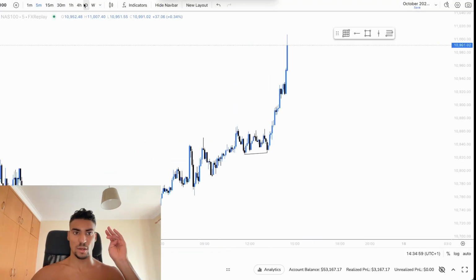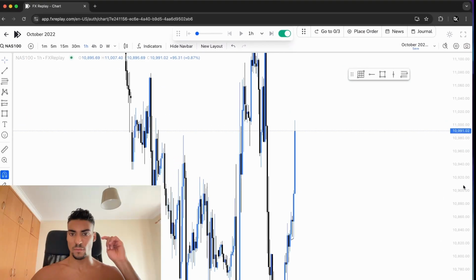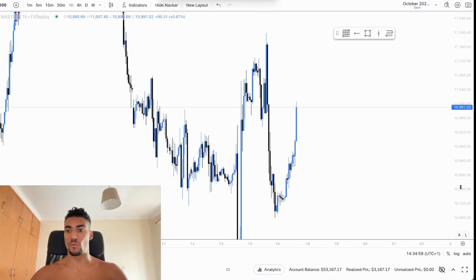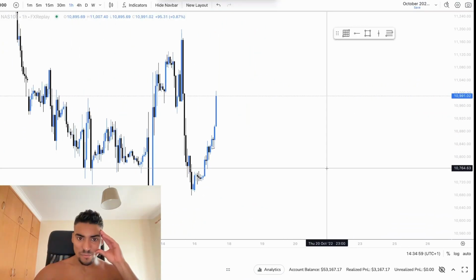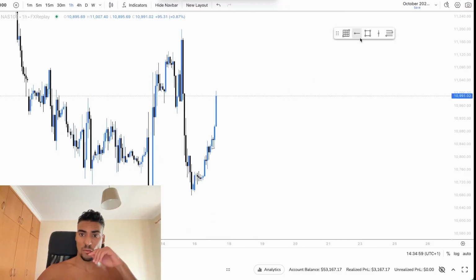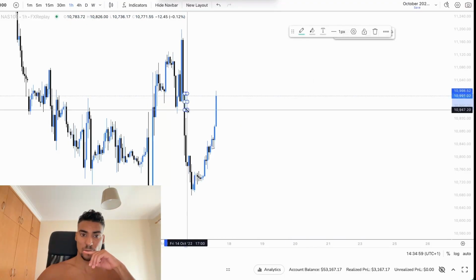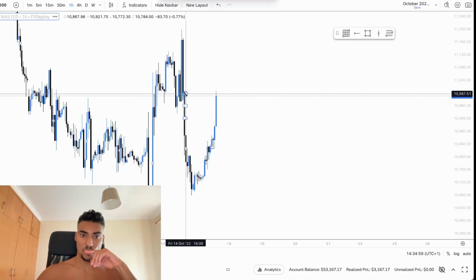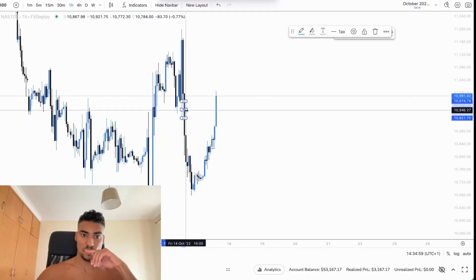But I would like to see some kind of confirmation. What do we have right here? Nothing. I'm tired of moving this. We don't have much, just this 1 hour parallel gap, which can be a key level as well in this case to reverse, but I'm not so sure.